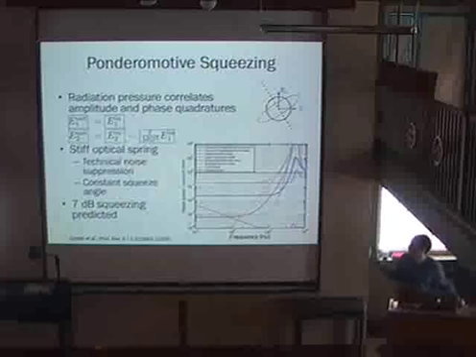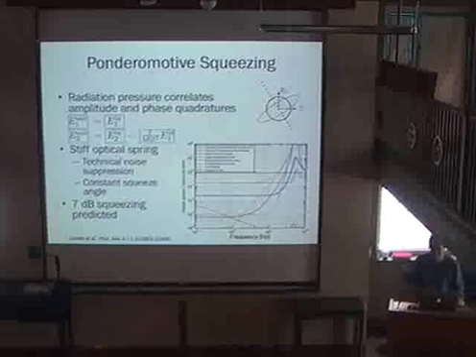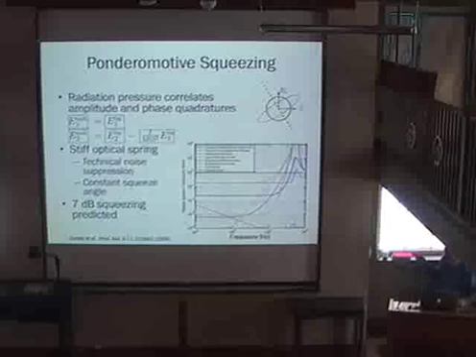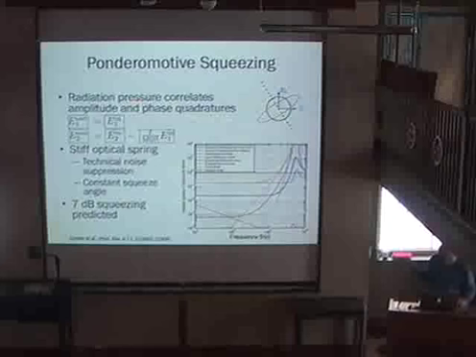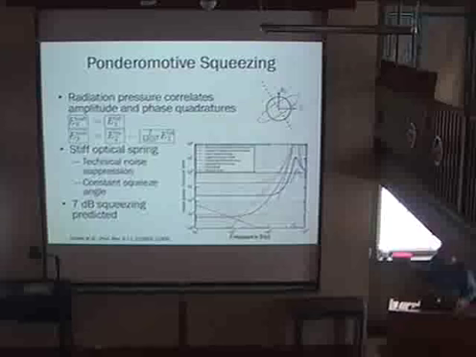Once we have seen the radiation pressure, and in fact once we've upgraded our suspension so we can see it directly, there's another effect we can look for, ponderomotive squeezing. So here, this comes about because the radiation pressure is correlating the amplitude and phase quadratures. They're both correlated with the mirror motion. Amplitude is driving it, and phase is reading it out.